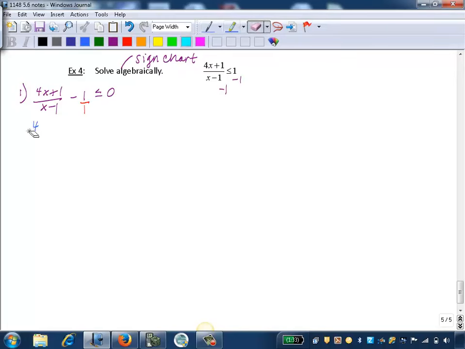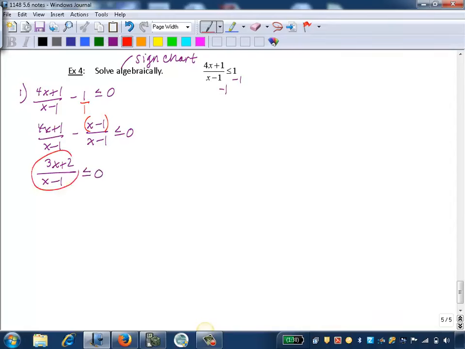So we'll rewrite here (4x + 1)/(x - 1) minus, and we'll express the 1 as (x - 1)/(x - 1), because the least common denominator of these two would be x - 1. So if we write these with the same denominator, now we can subtract the numerators, and don't forget to subtract both terms in this fraction. It's not just the x that's subtracted, it's the negative 1 as well. So if we subtract, we'll get (3x + 2)/(x - 1) less than or equal to 0.